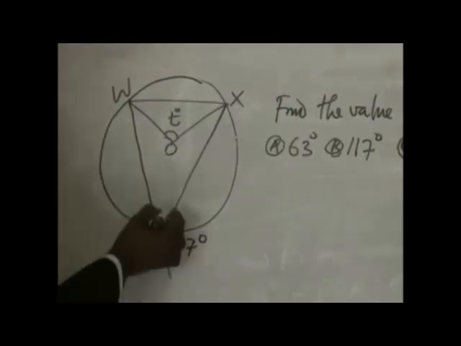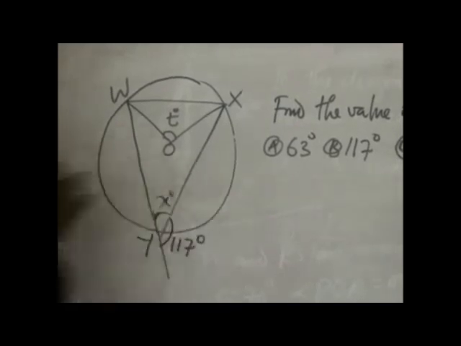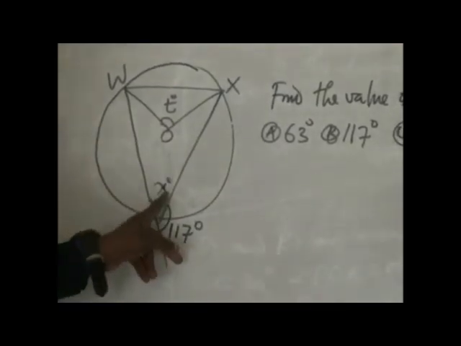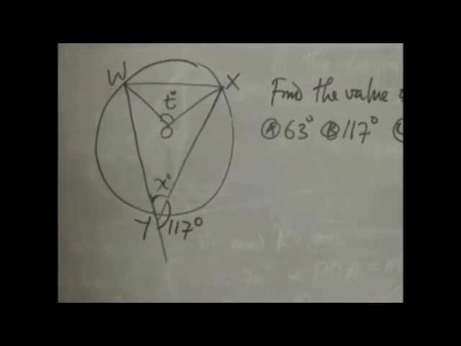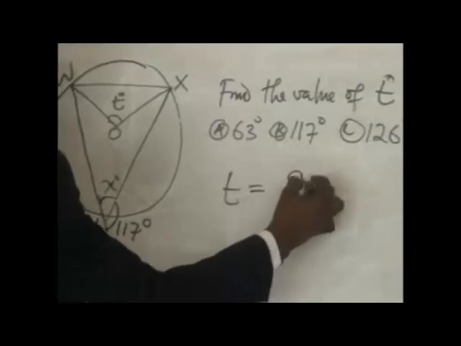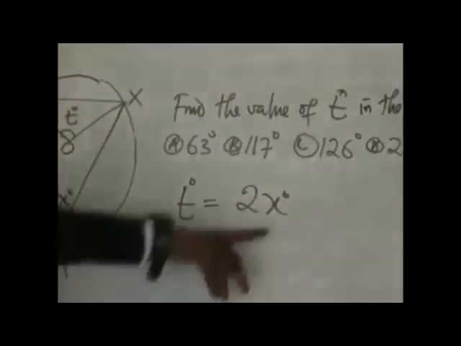So I need to get this angle. You can start by getting this angle. Let's call this angle x degrees. Once I get this angle x degrees, 2 multiplied by x will give me t. Are you getting it? So you can say t equals 2x. t degrees equals 2x degrees. So I need to look for x.